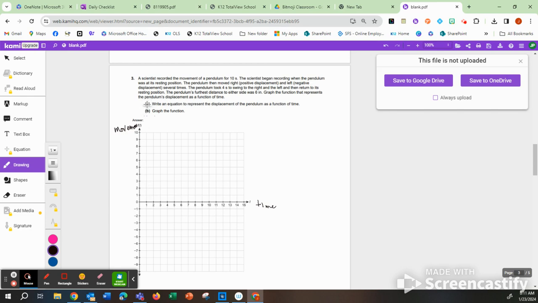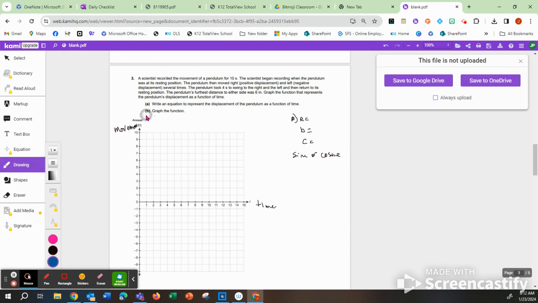A says write an equation to represent the displacement of the pendulum as a function of time. So for the A part, you will have to figure out what the A, the B, and the C are. And then you'll have to figure out whether this is a sine graph or a cosine graph. And then you can plug those values in. Personally, if you've been to enough of my classes, you know that I would probably graph this first because the picture makes more sense to me. So you can do whatever you want. So I would just go through here and I would graph first.